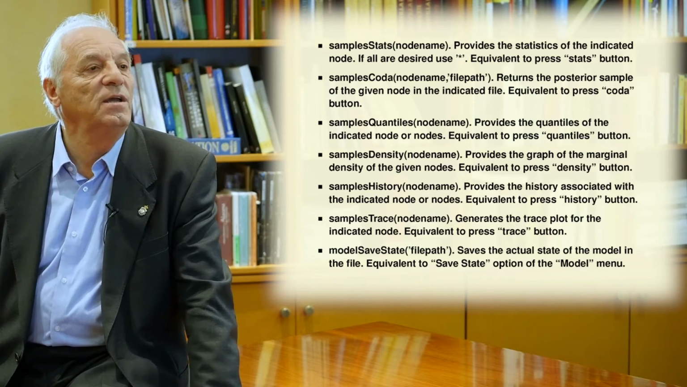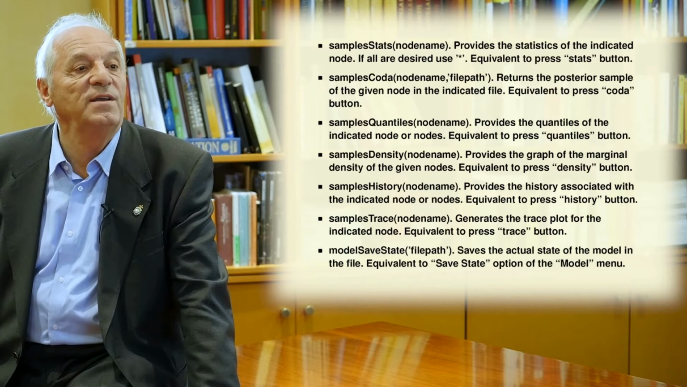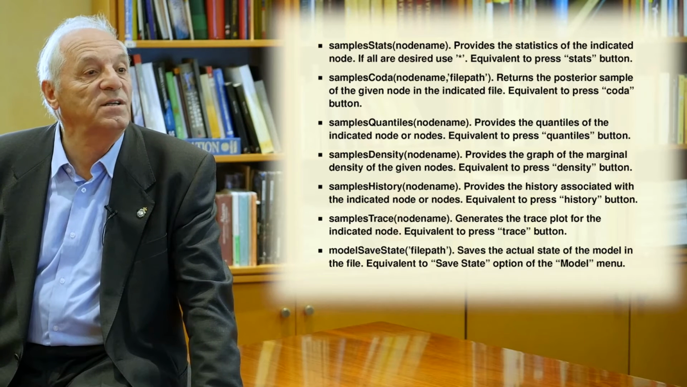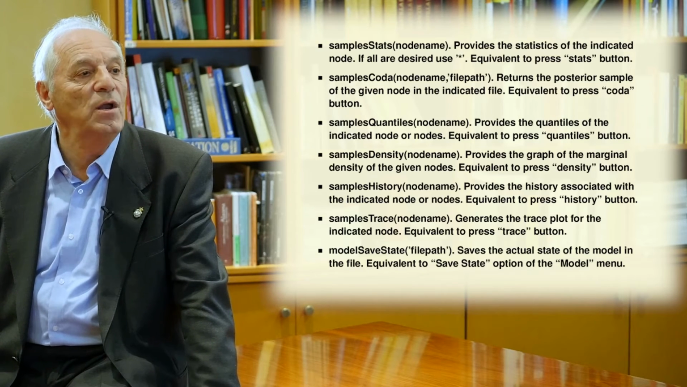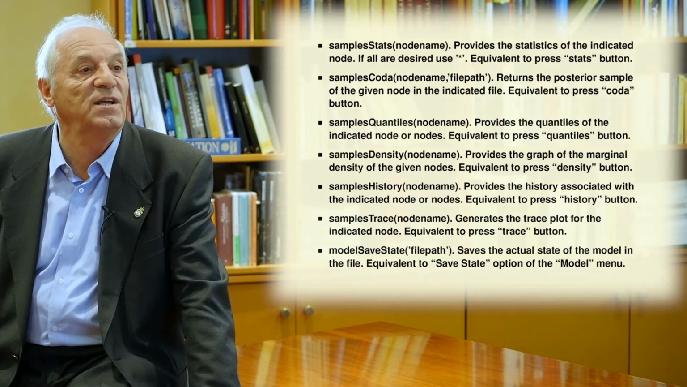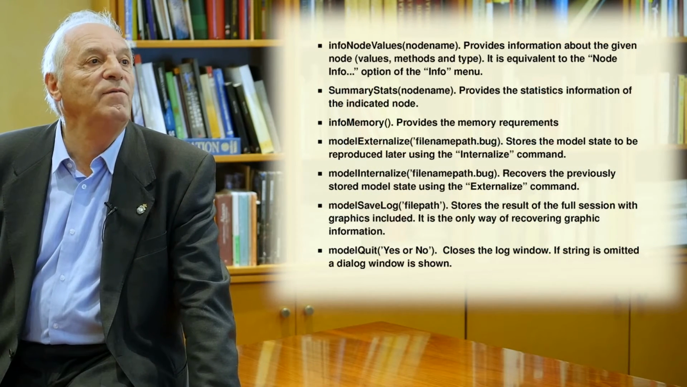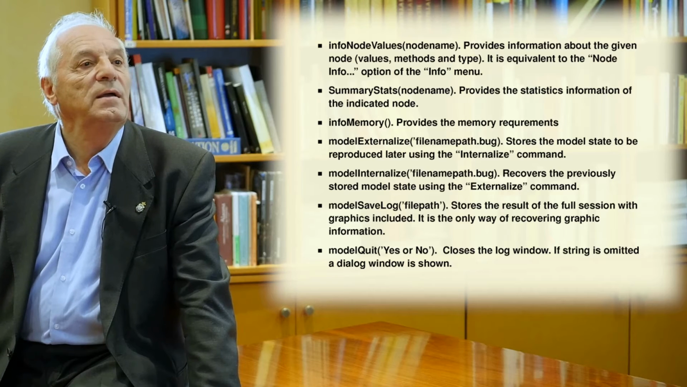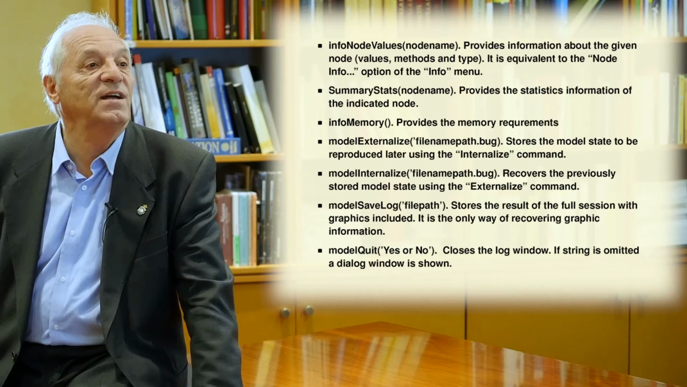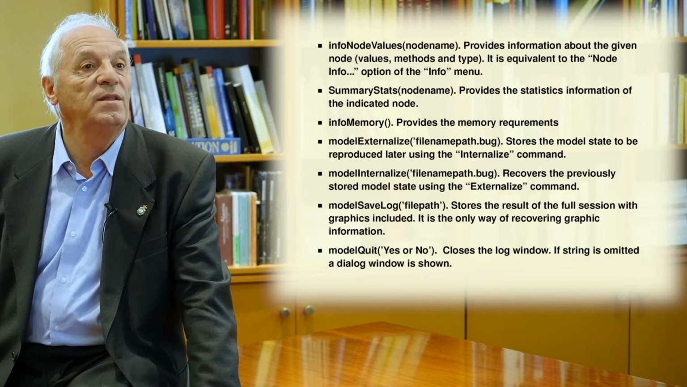The sample density provides you the graph of all the densities. Sample history, given a node, provides the history associated with the indicated node, that is the values that have resulted after the simulation. The sample trace does the same with the selected node. We can save the state at a given moment using the model save state. We can get info for each of the nodes with the info node values command. We can use the summary statistics that provides the summary of all the statistics obtained in the simulation.